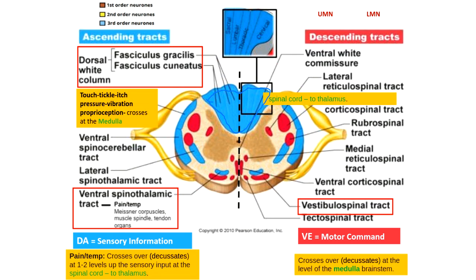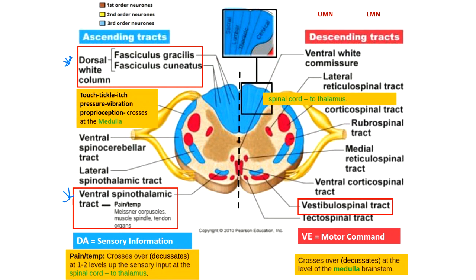So that part of the spinal cord has to do with touch, tickle, pressure, vibration. Okay, so these are the main tracts. The ascending tracts, the ones that carry sensory information, you have the dorsal white column, and then you have the ventral spinothalamic tract. These are the most important ones. Okay, I believe he does ask about this. So these two are ascending tracts and they carry sensory information.